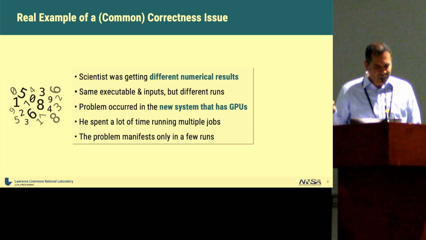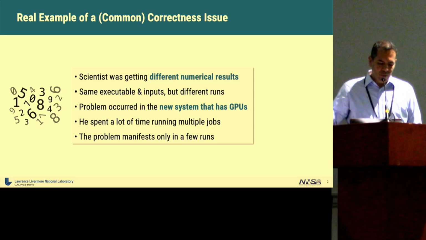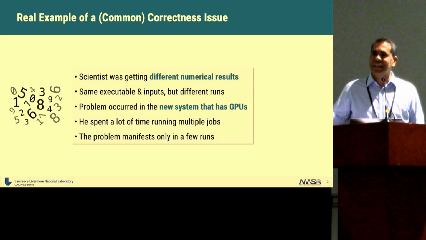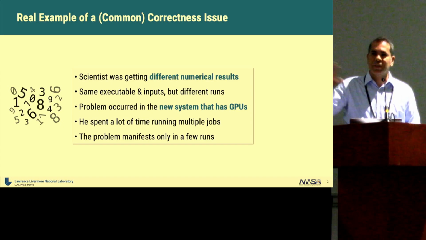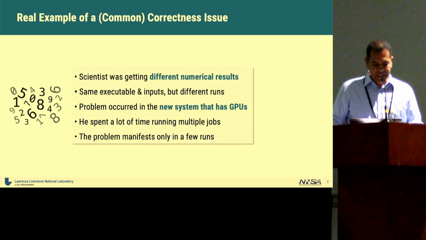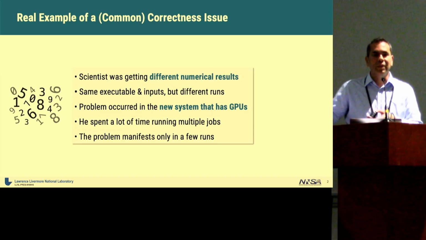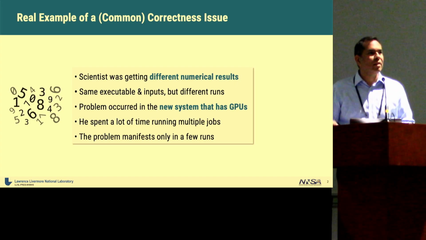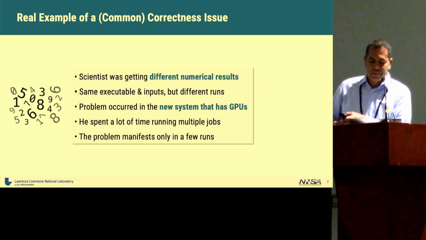This happened about a year ago. A scientist was working on his code, and he was getting different numerical results. He was getting different numerical answers, even when he was using the same executable and input, but over different runs. The problem started to happen when he ported the code to a new system that had GPUs. He spent a lot of time trying to debug this problem. The problem manifested only in a few runs, so he would spend a lot of time trying to reproduce the problem so he could give us a reproducible case, so we could actually help him as a support team.